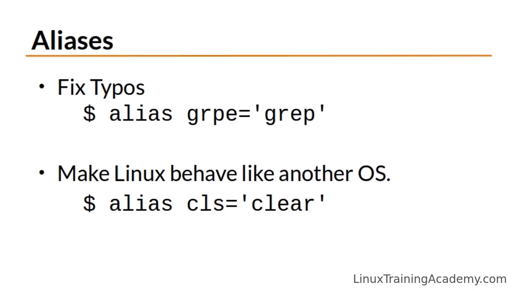Aliases don't have to be used for just shortcuts. They can be used to fix common typing errors. For example, if you end up typing grpe when you mean to type grep, you can create an alias. And whenever you accidentally type grpe, alias will fix that for you and spell it grep.